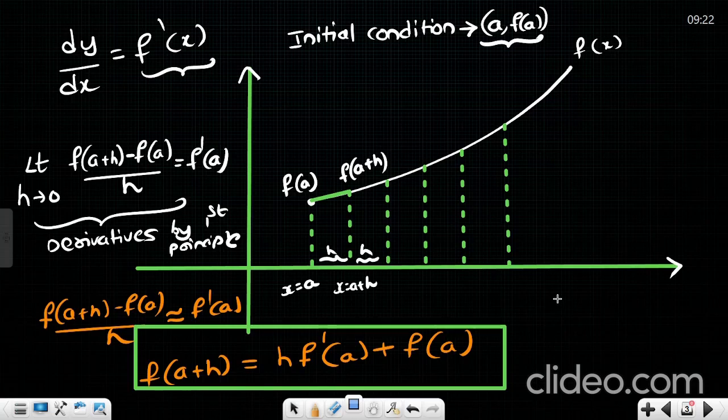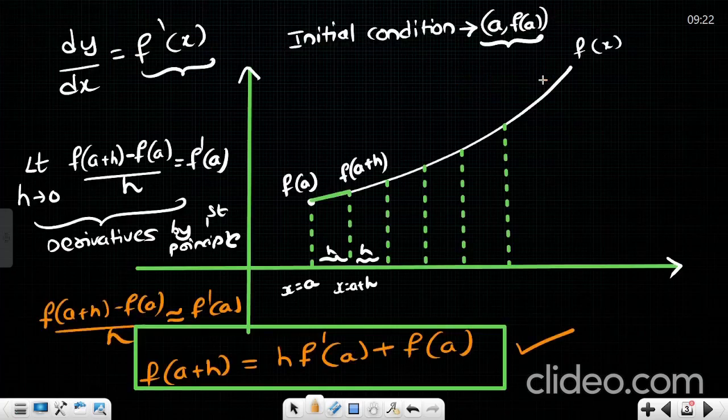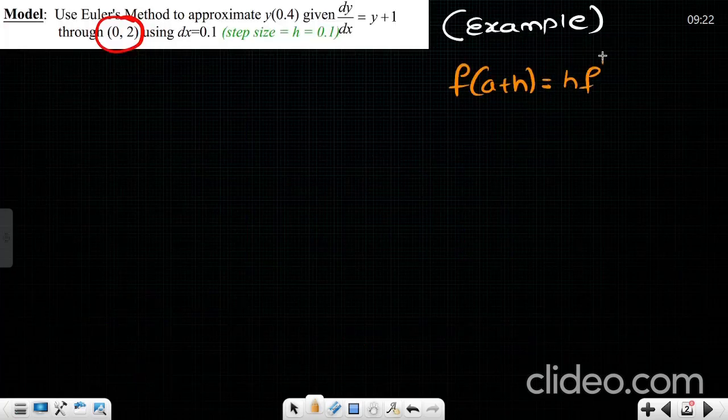Now let us use the same technique. Please try to keep in mind, f of a plus h is equal to h into f dash of a plus f of a. Now we will use the same thing here. Let's write the formula again. F of a plus h is equal to h into f dash a plus f of a. We need to use this to deduce the approximation for y of 0.4. I'm now using green coloring. We need the approximation of y of 0.4.